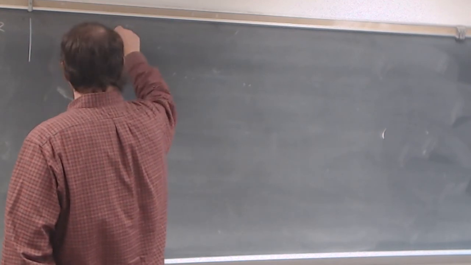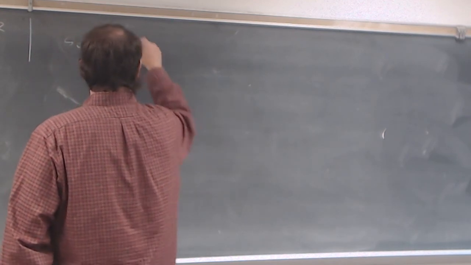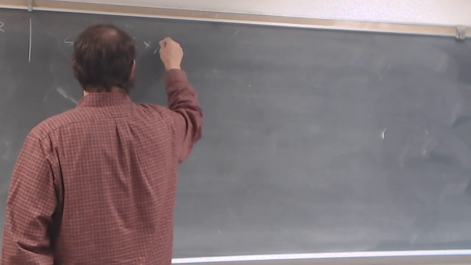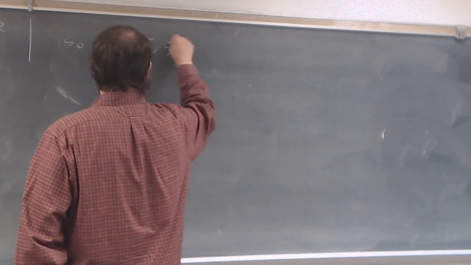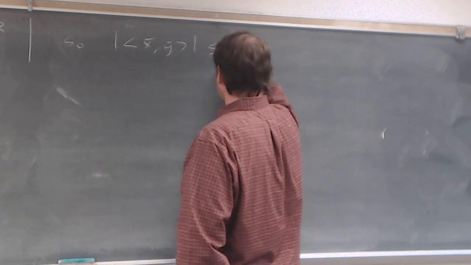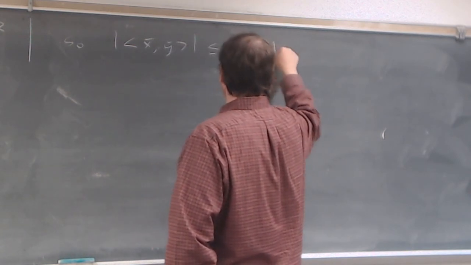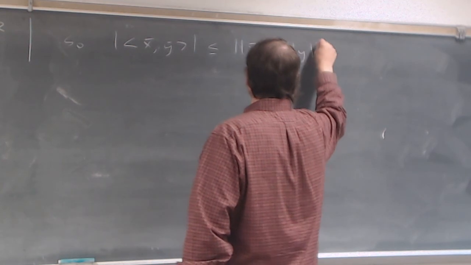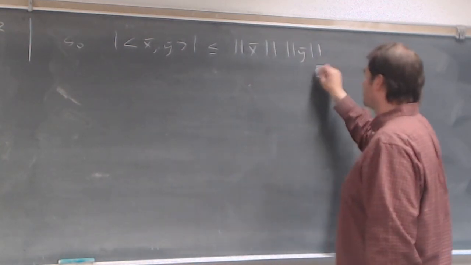So what that says is that the left-hand side, the absolute value of the inner product between x and y, is going to be less than or equal to, and the first statement here was nothing more than, the norm of x times the norm of y. That proves it.